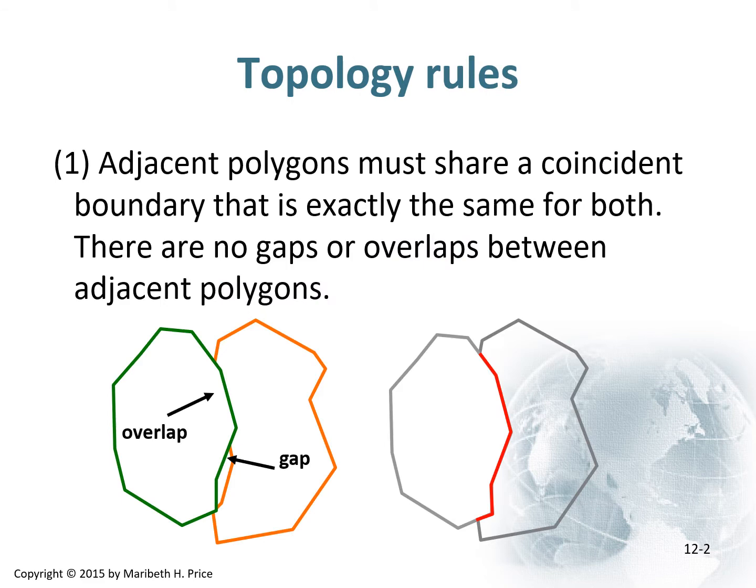Topology rules are basically just a set of statements that guide or explain the interaction between features. An example would be adjacent polygons must share a coincident boundary that is exactly the same for both. There are no gaps or overlaps between adjacent polygons. And all that says is that if there's two polygons that are adjacent, you can't have those overlaps, like where green goes over orange, or gaps where orange doesn't meet green. And then it has to be like the one you see on the right where they have a coincident boundary.